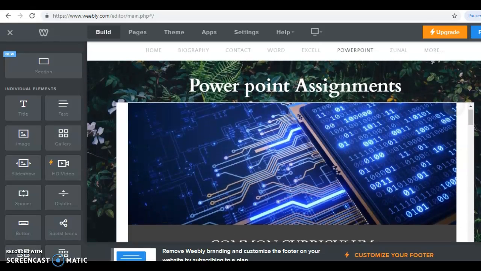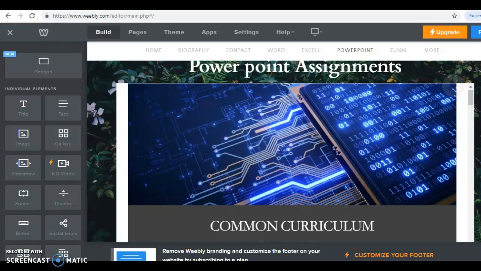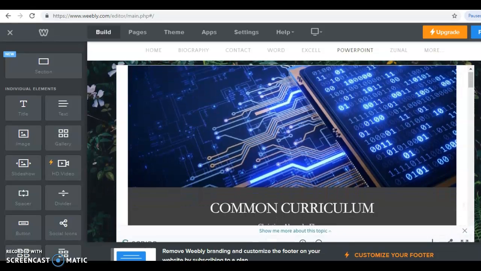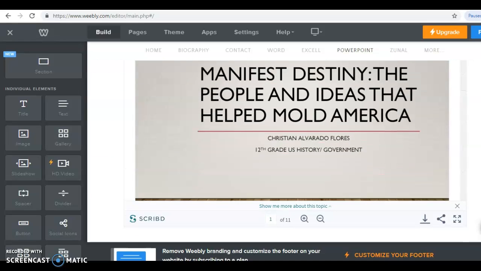This is my classroom common curriculum. I have two PowerPoints for this. One of them, the other one was based off a Common Core class and how I would build an assignment and lesson plan.